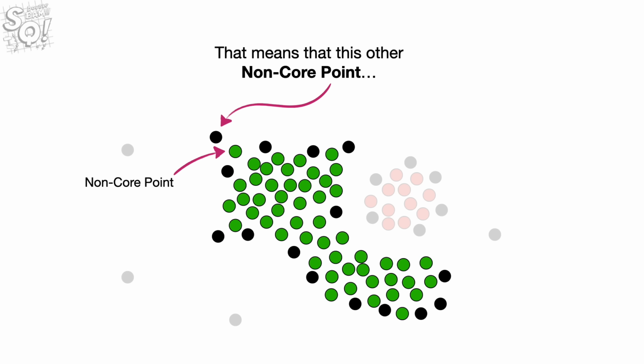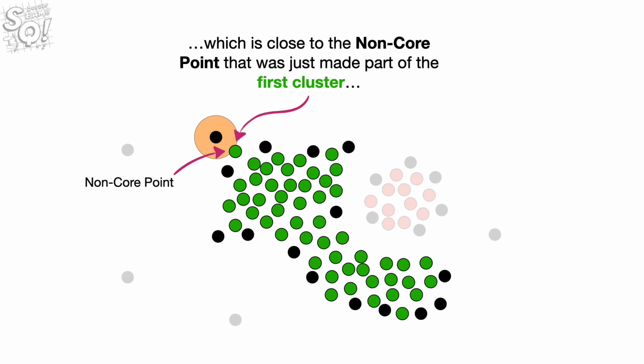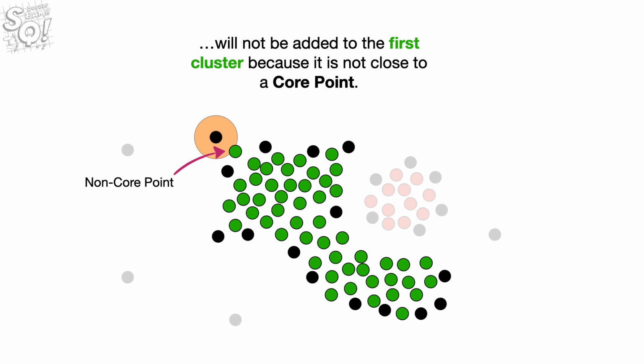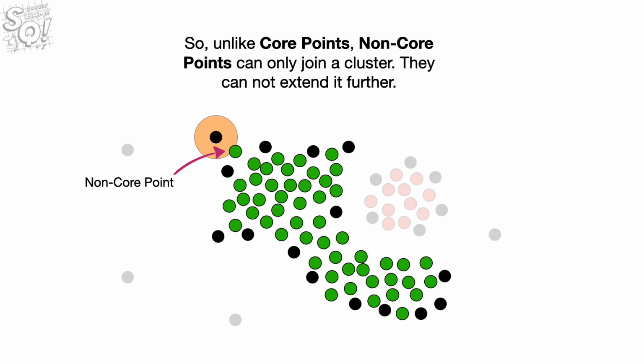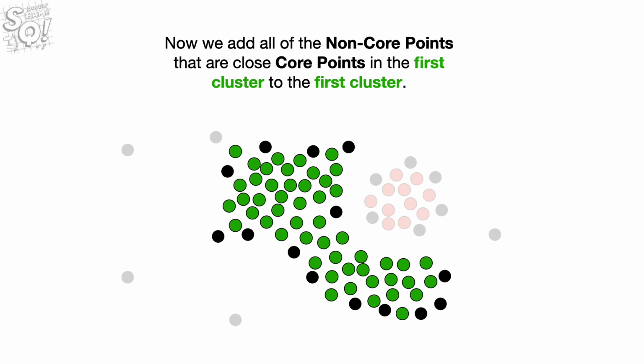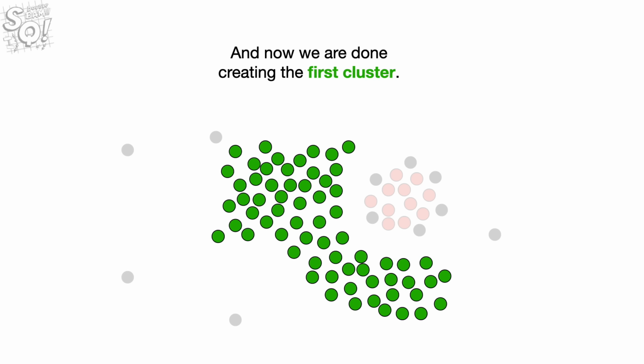That means that this other non-core point, which is close to the non-core point that was just made part of the first cluster, will not be added to the first cluster because it is not close to a core point. So, unlike core points, non-core points can only join a cluster. They cannot extend it further. Now we add all of the non-core points that are close to core points in the first cluster to the first cluster. And now we are done creating the first cluster.